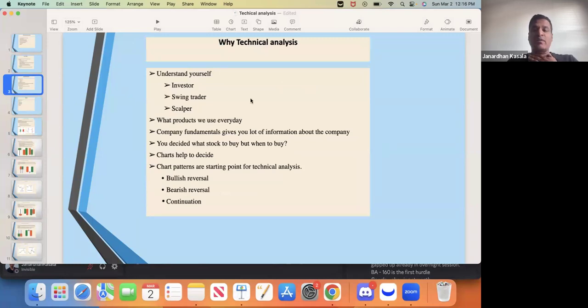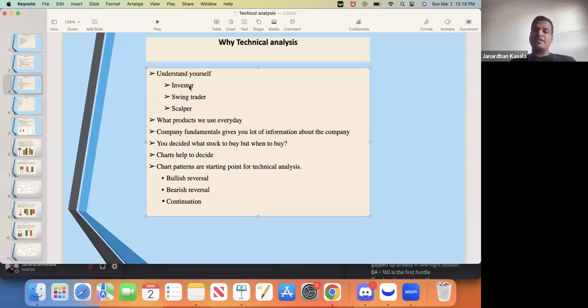Okay, so before we go into the technical analysis, it's all about understanding your style. Whoever wants to do trading, are you here in the market just for investing, swing trading, or are you a scalper? You need to understand your goals. So that's the main part.